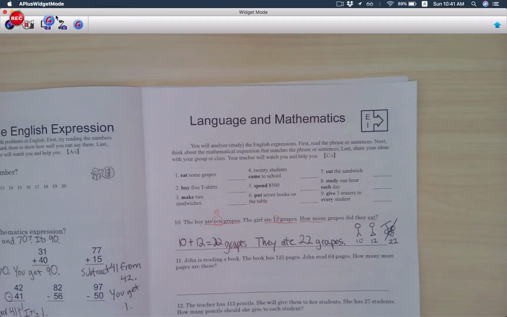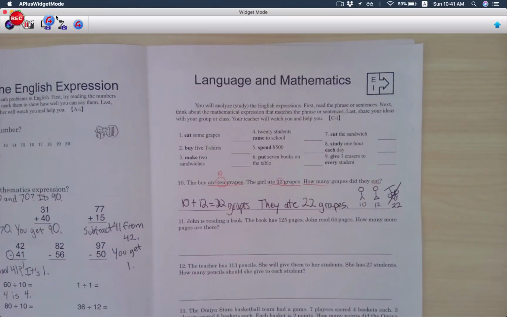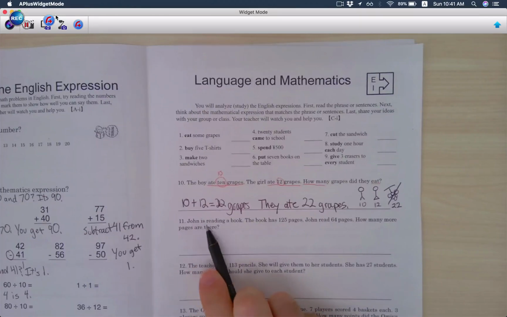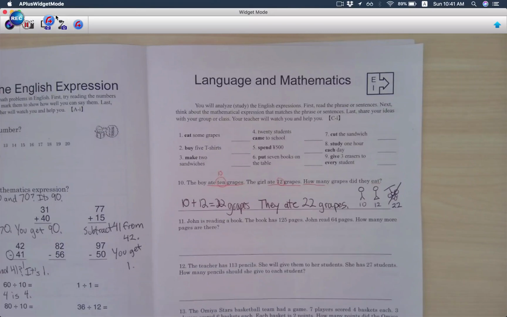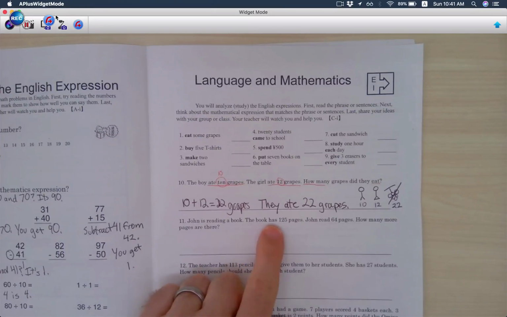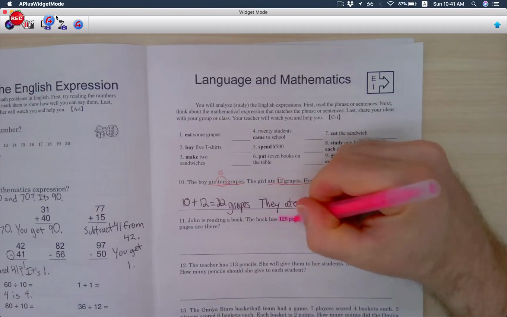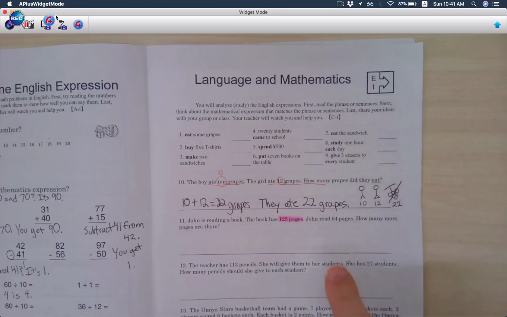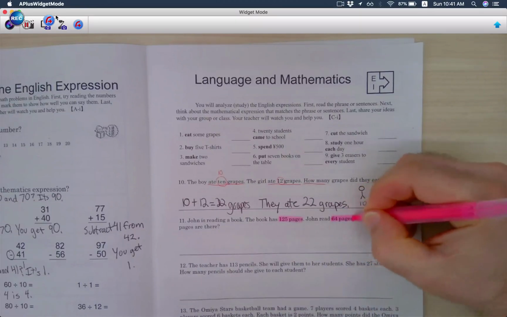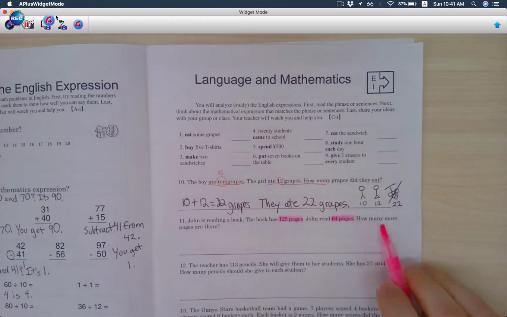Now let's move on to the second problem. John is reading a book. The book has 125 pages. This is obviously going to be important. John read 64 pages. How many more pages are there?